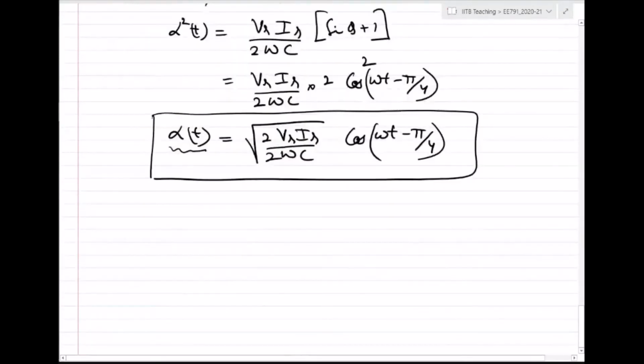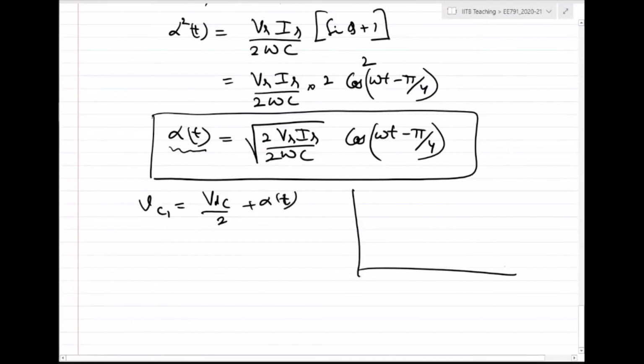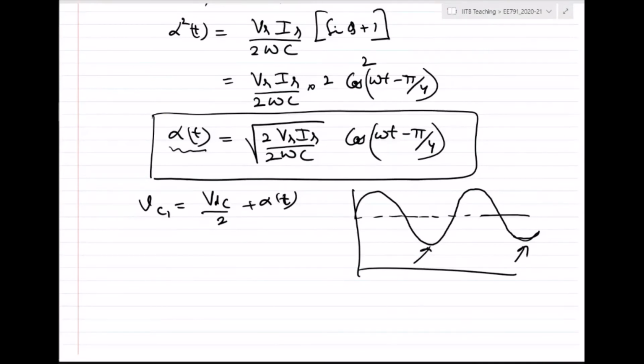That means if you want to plot VC1, VC1 is VDC by 2 plus alpha of t. If you want to plot it, there is an average value and then there is oscillation. So there is no sharp transition here, unlike the previous case. Therefore, it becomes practically easier to implement. Your closed loop control can easily realize this kind of operation. So that is the advantage we get by putting this top C.